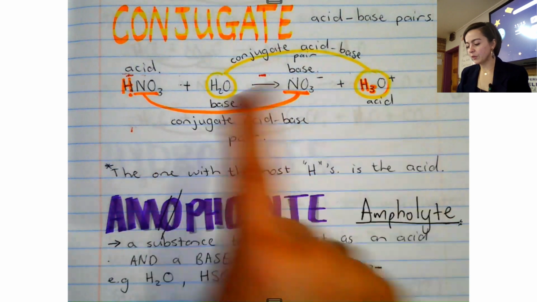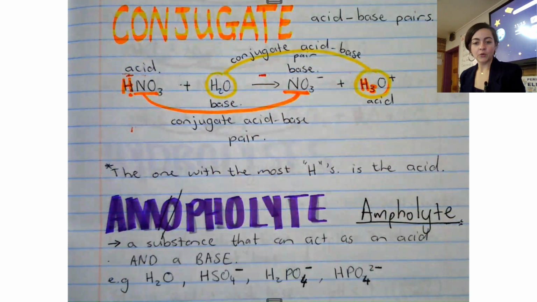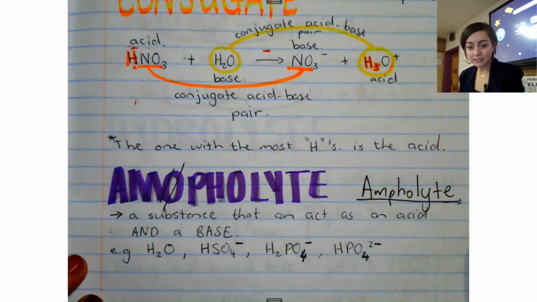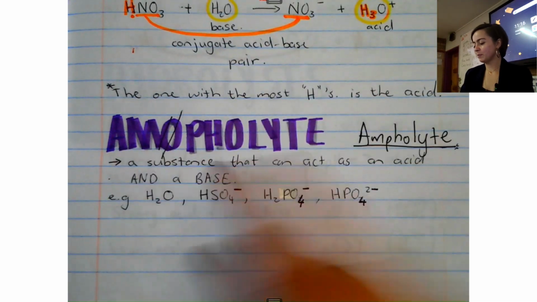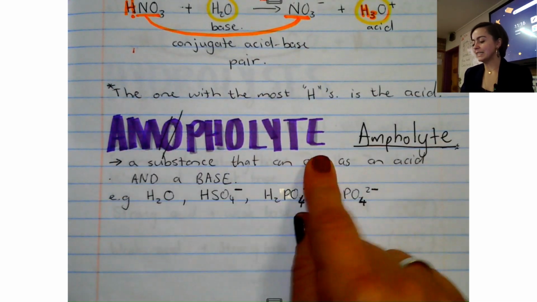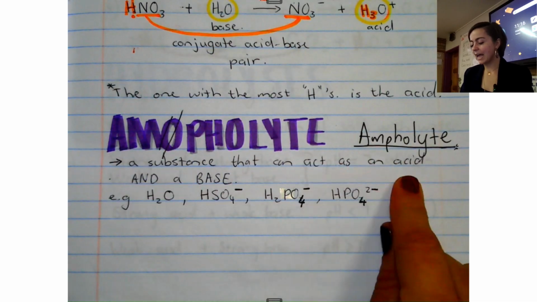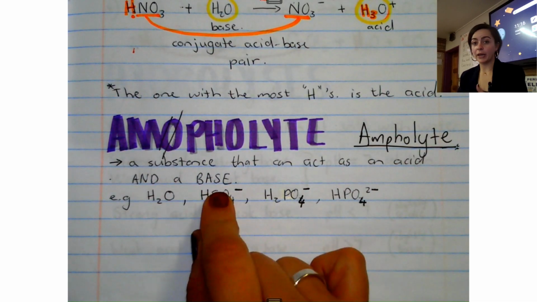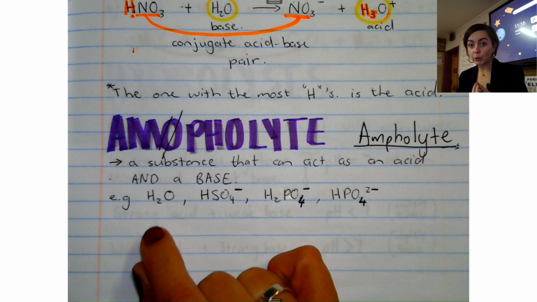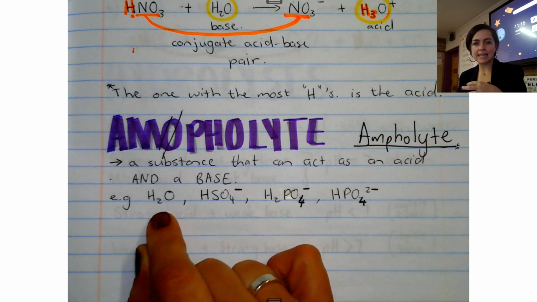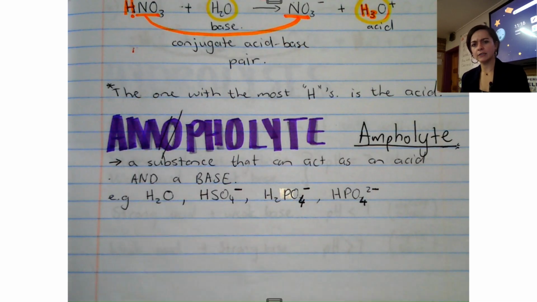Okay. Now, you'll know that H2O, hopefully, we say is an ampholyte. Why is it an ampholyte? What is an ampholyte? Sorry for the spelling error there. But an ampholyte is a substance that can act as an acid and a base. It just depends on what it's reacting with. Now, our most obvious ampholyte is H2O, but anything that can either lose a hydrogen and still be something that we recognize, or gain a hydrogen and again still be something that we recognize, is going to be an ampholyte.